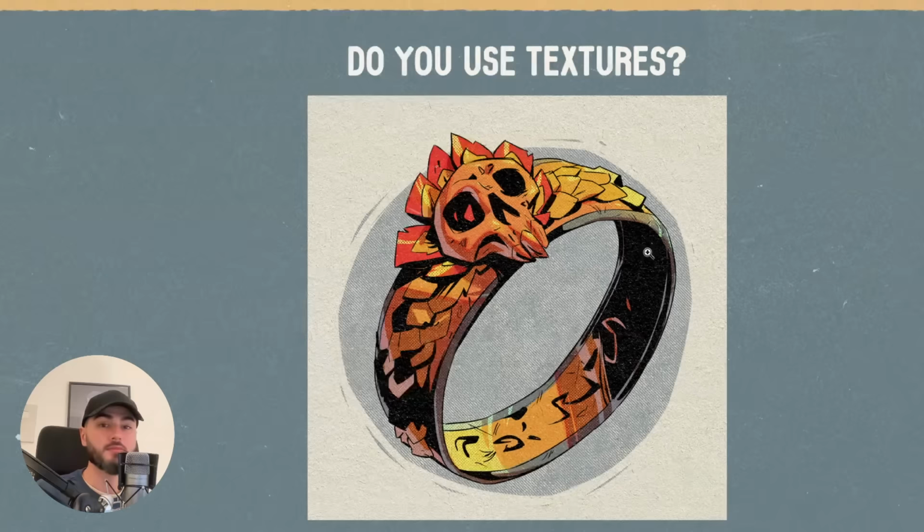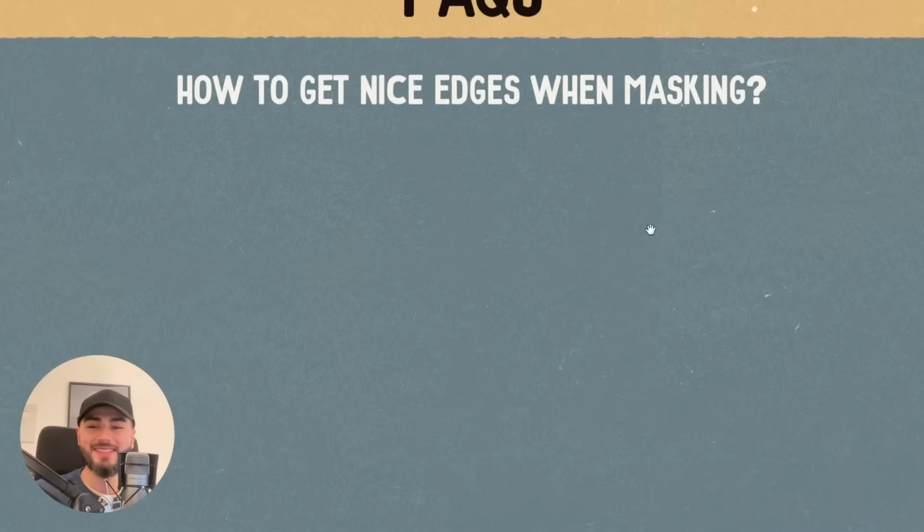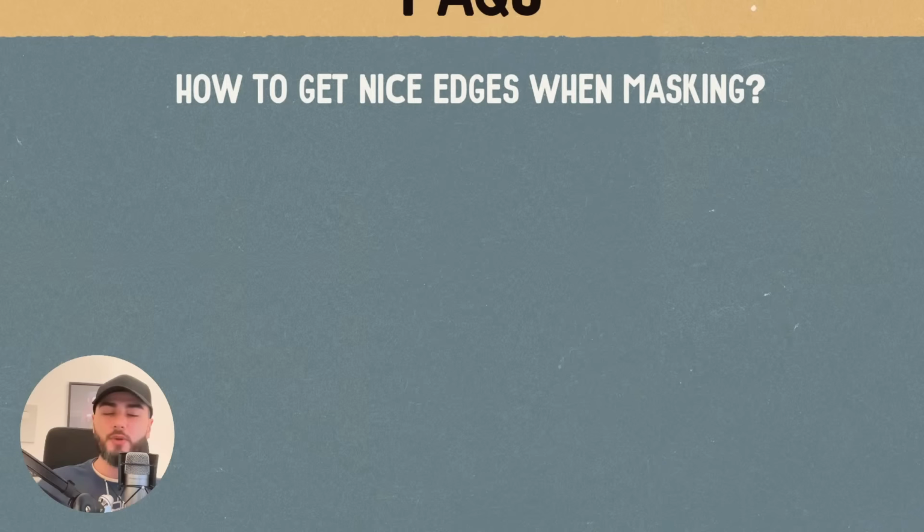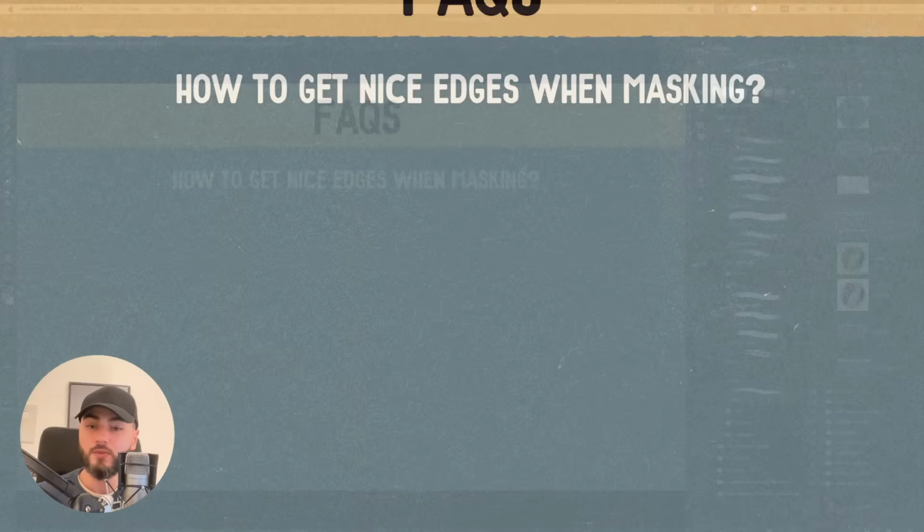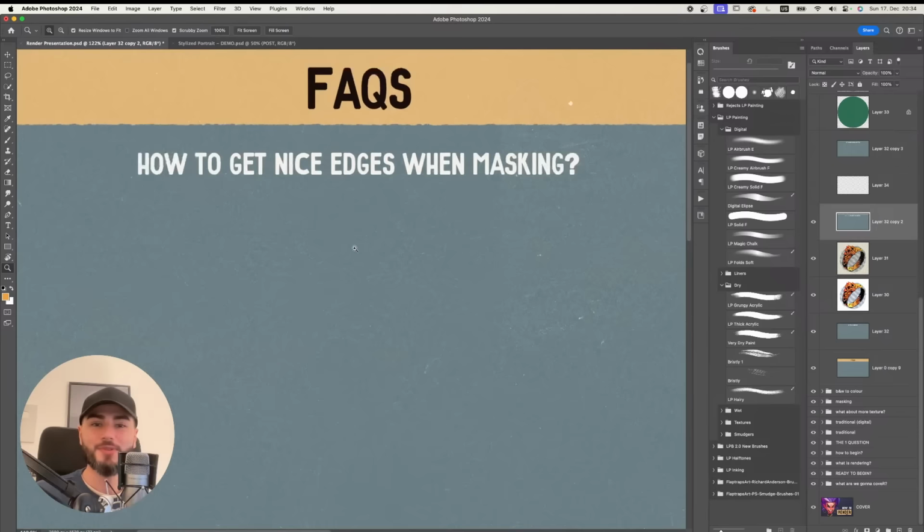All right, next question. How do you get nice edges when masking? This is for all of you that tell me that you have problems with the lasso tool, or that you don't know how to get nice clean, sharp edges with your masking. I'm going to show you exactly how I do my masking. So let me just share in here how I do it. There you go, so you can see Photoshop. Surprise, surprise, we were using Photoshop for the whole presentation. Of course, you knew. I'm going to show you how to do those edges.